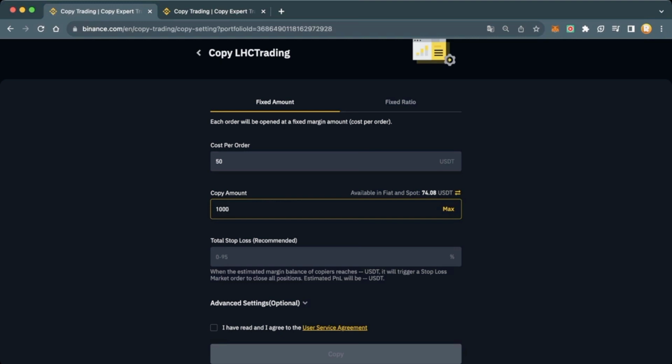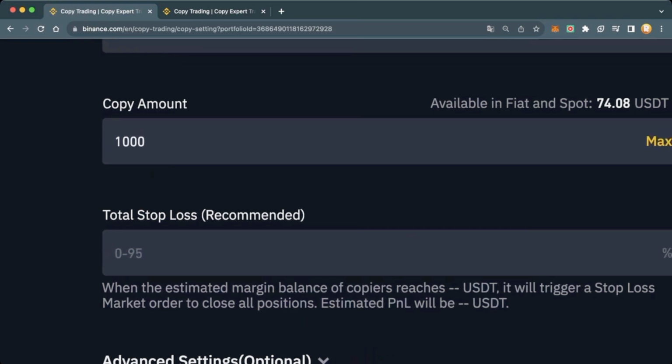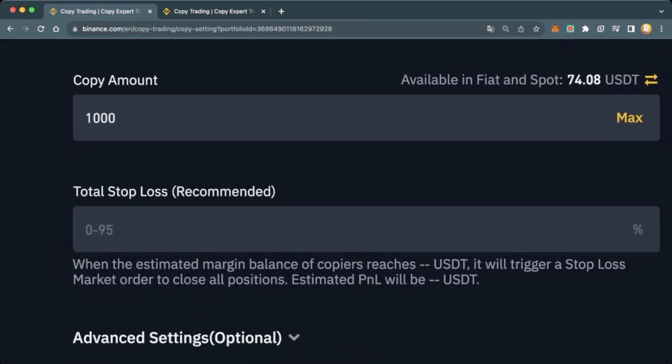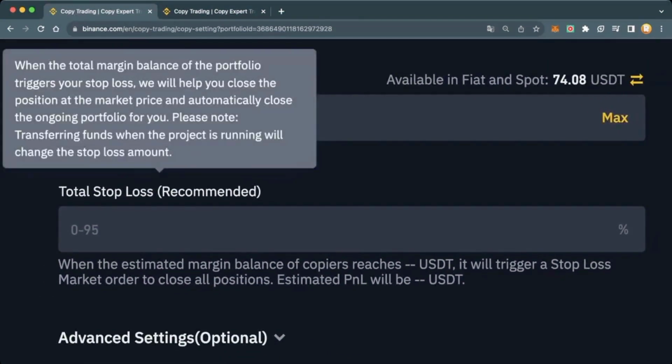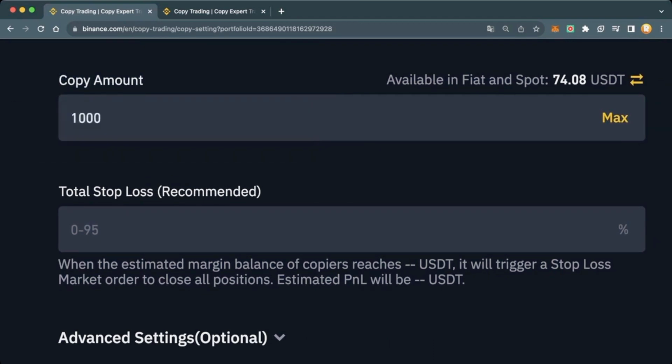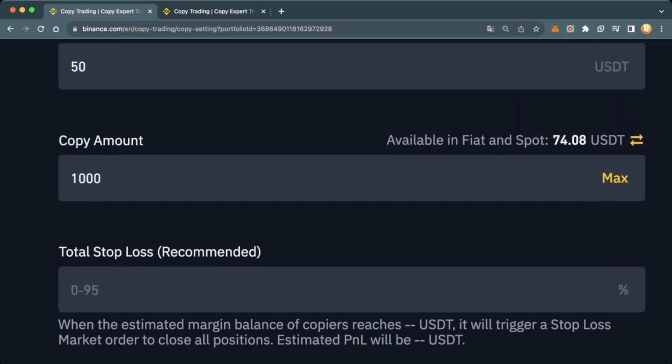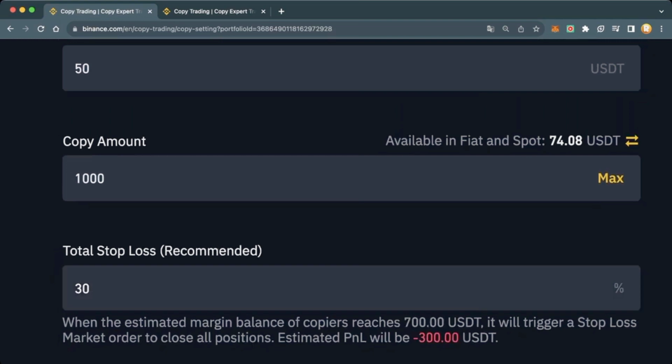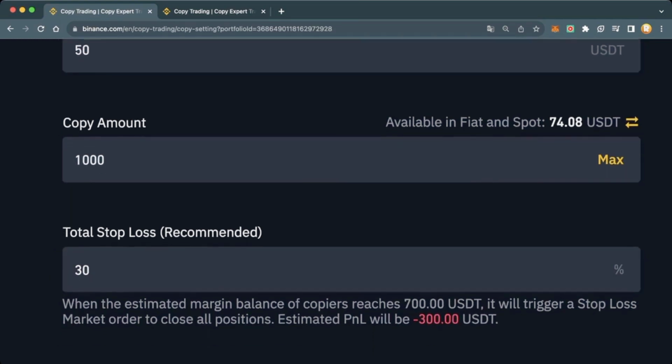So this has to be more than the cost per order, and then the total stop loss is, you can actually create a stop loss where if your margin, which is this 1,000 here, gets down to a loss. So let's say they opened 7 trades. A few are in a loss, a few may be flat, and you're getting down to, like, a 30% loss on your total copy amount. That's when trades will start to be stopped out for you.